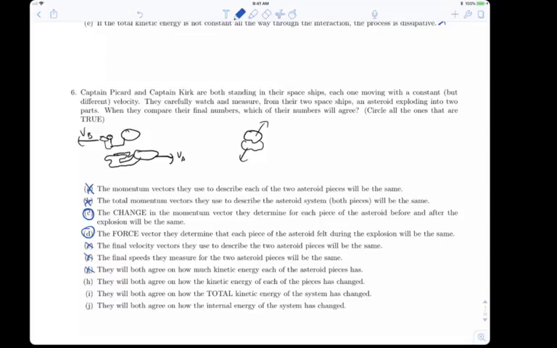I don't think this one's true. I spent way more time on this particular issue when we went through this class. So I don't think that's right. I don't know. You'd have to work that one out with reference frames. The total kinetic energy of the system has changed. Yes, that's definitely true. They both agree on how the internal energy of the system has changed. Yes.